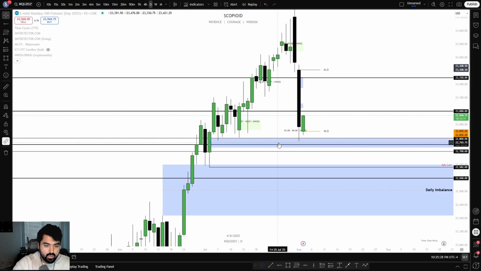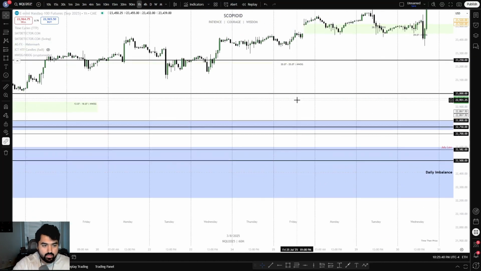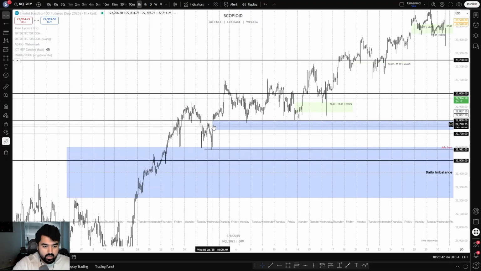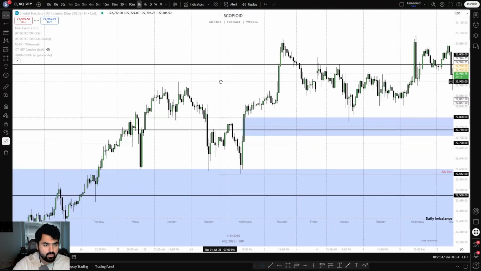All right, for now I am bearish towards this low, and if we move towards this blue box over here, then I'll be bullish. What are those boxes? Let's look at the one box over here. This box over here, we mentioned it a few weeks ago.